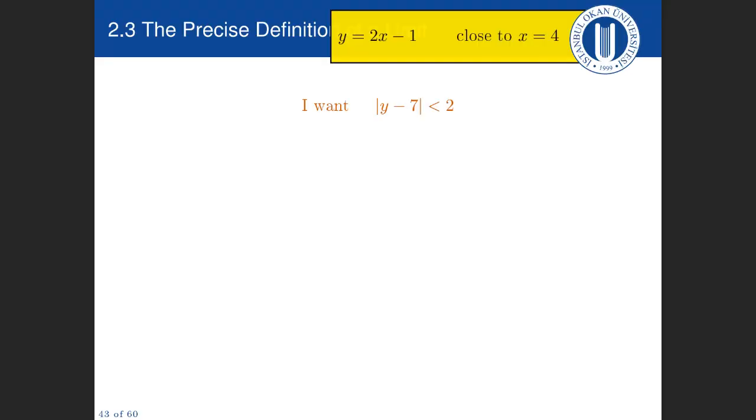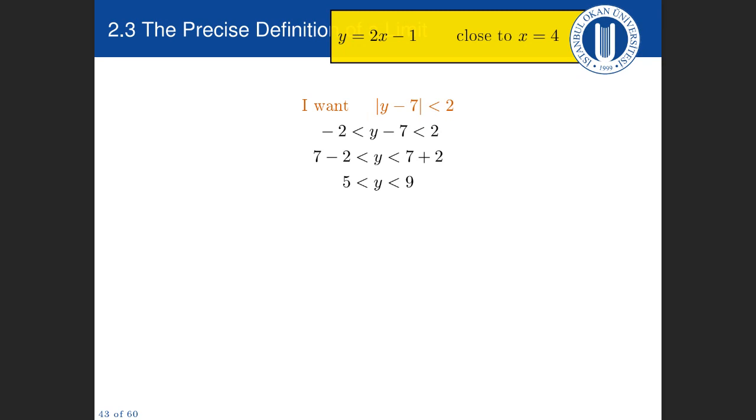How did I know that? Let's start with what I want. I want that the absolute value of y minus 7 is less than 2. So in other words, I want minus 2 less than y minus 7 less than 2. I want y minus 7 to be between minus 2 and 2. Add on 7. I want to have 7 minus 2 is less than y is less than 7 plus 2. So I want y between 5 and 9.